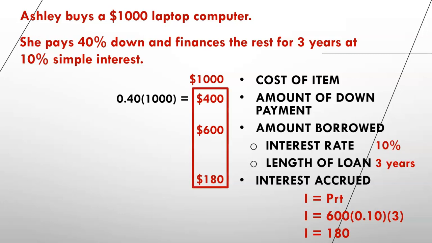The total cost of the item is the $400 down, plus the $600 that had to be borrowed, and the $180 in interest. If we add those together, we get the total installment price of $1,180.